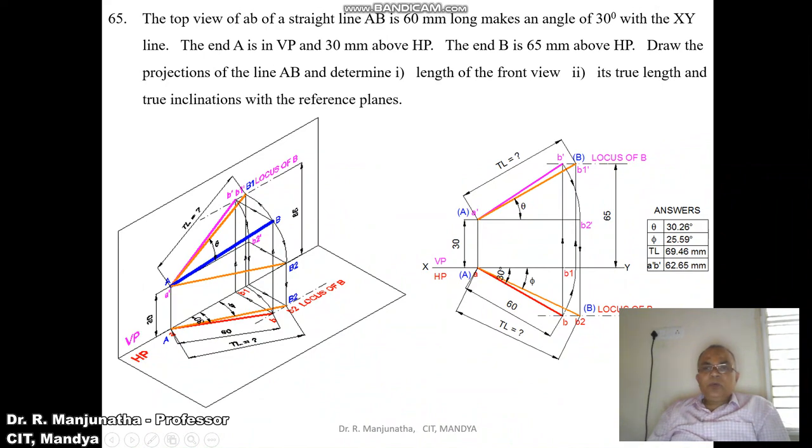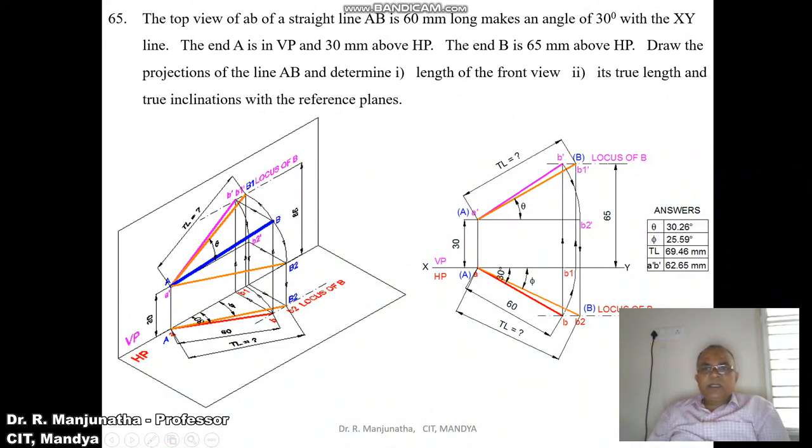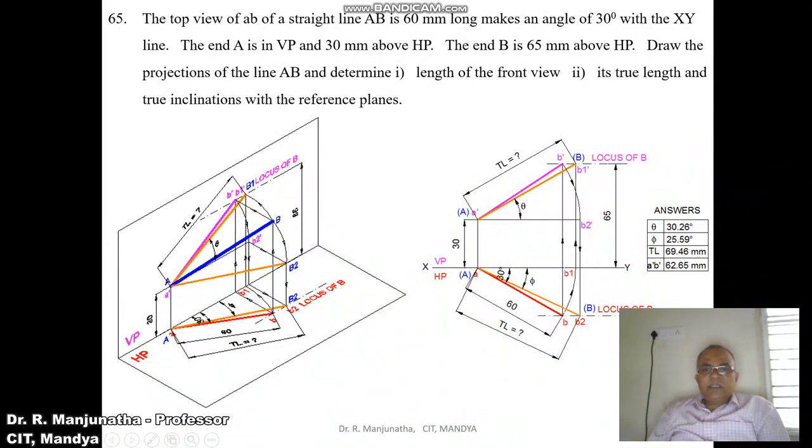Now we need to find the true length in the horizontal plane. To find it, with A dash as center, taking the radius of A dash B dash, draw an arc such that A dash is above HP by 30 mm and B2 dash should also be above HP by 30 mm. So that both A dash and B2 dash are parallel to the XY line.